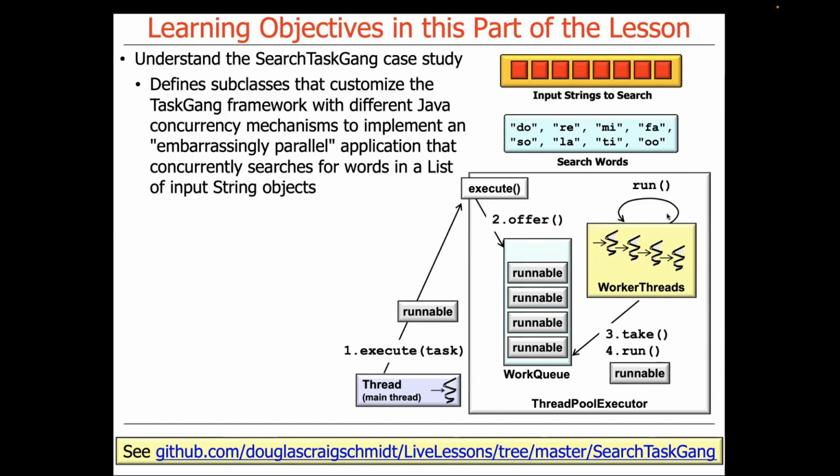And we're going to have a new customization that will use different Java concurrency mechanisms to implement a so-called embarrassingly parallel application that concurrently searches for words in a list of input string objects. And you'll get a chance to see what this is all about in just a moment.